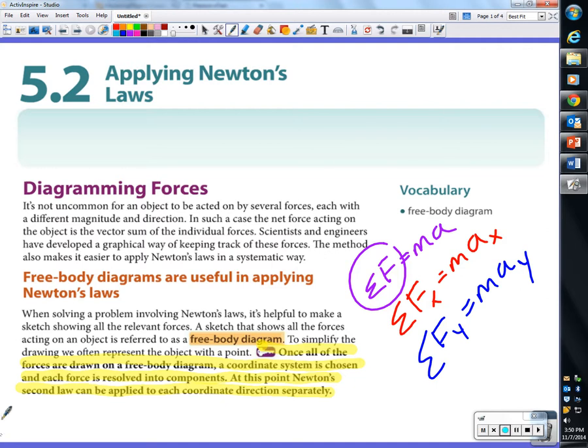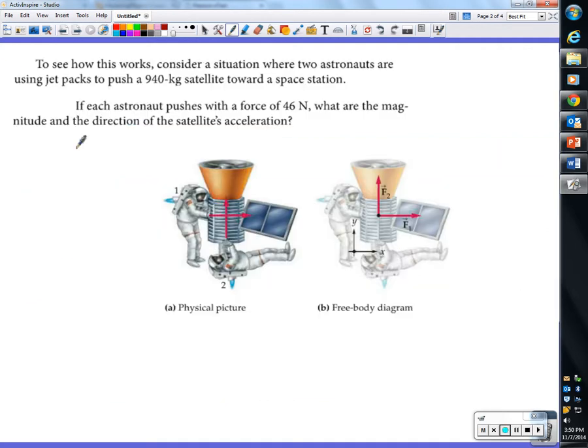So, at the bottom of the page I gave you today, you have a situation that shows two astronauts working on a satellite. It says, consider a situation where two astronauts are using jetpacks to push a 940 kilogram satellite towards a space station. If each astronaut pushes with a force of 46 newtons, what are the magnitude and the direction of the satellite's acceleration?